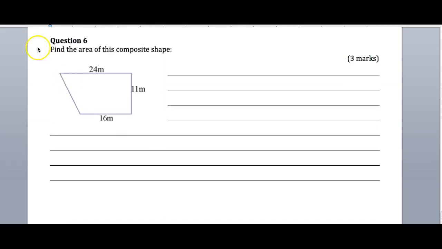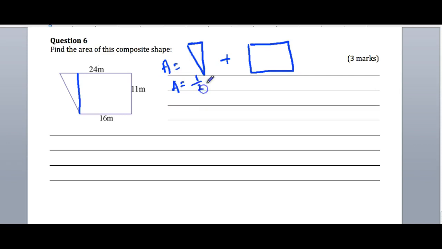Okay, moving on to question 6. So here we have a composite shape. Remember, a composite shape is made up of more than one shape. Now, I can just draw a line here, and now I've got a rectangle and a triangle. So I've got a triangle like that, plus a rectangle. So I can just say my area is equal to the triangle plus a rectangle. So I'm going to write those 2 formulas, half times base times height, and then plus the rectangle formula, which is length times width. You could do these separately if you like.